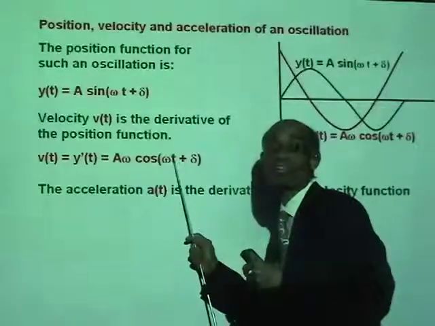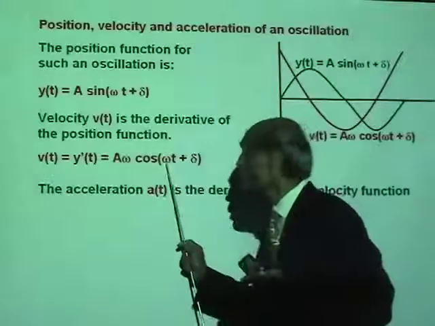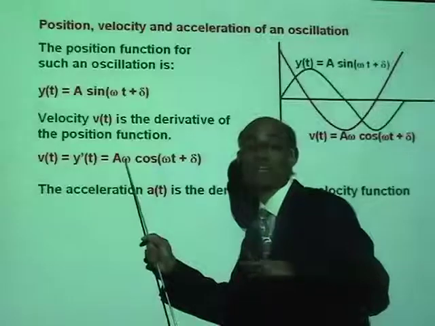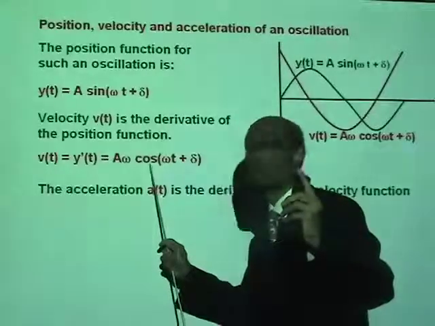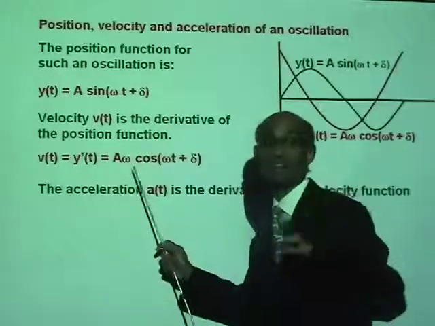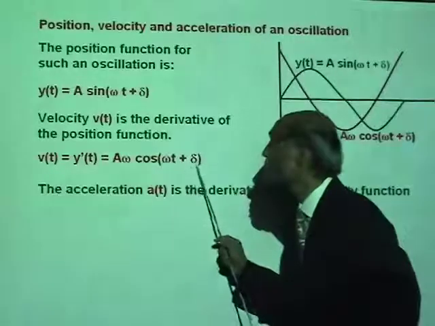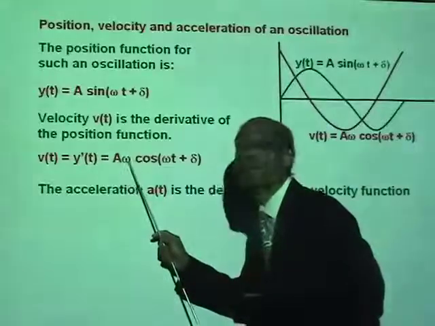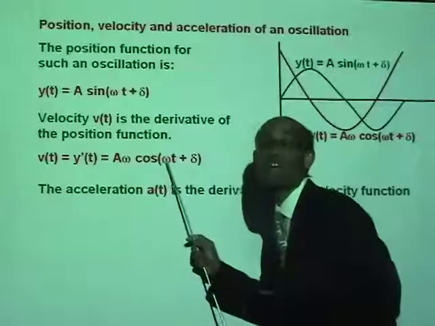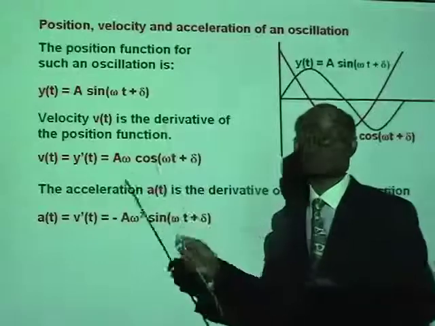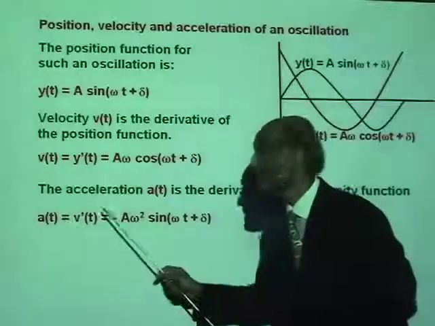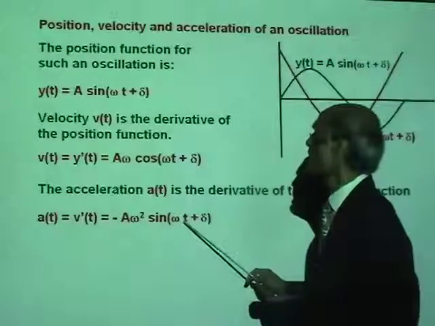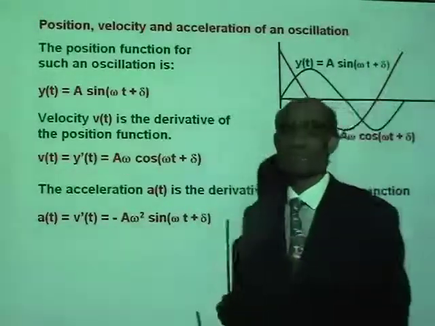Derivative of this quantity is omega. So, one more omega will get multiplied here. It will become negative because the derivative of cosine is negative sine. So what is the derivative of this quantity? It will be negative a omega squared sine(omega t plus delta). So acceleration is negative a omega squared sine(omega t plus delta).